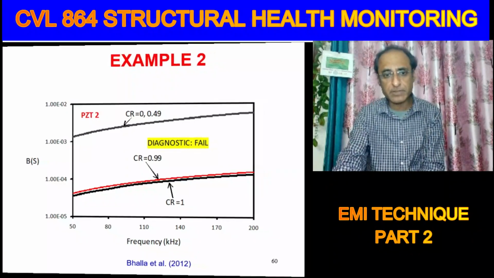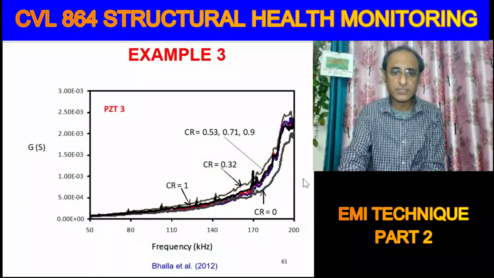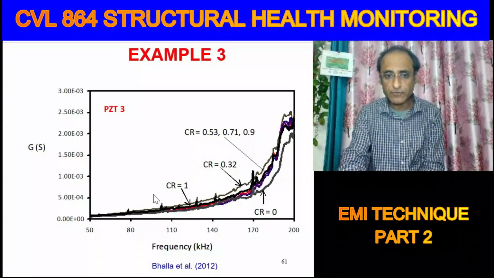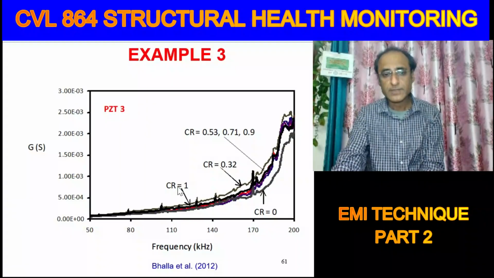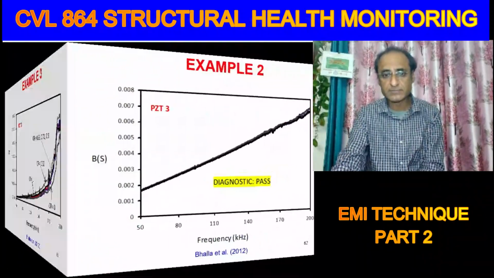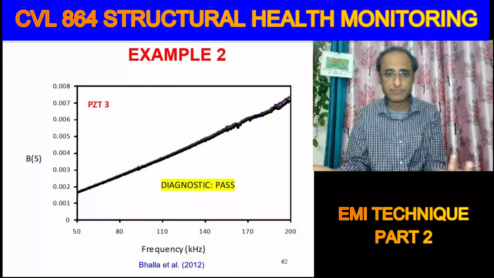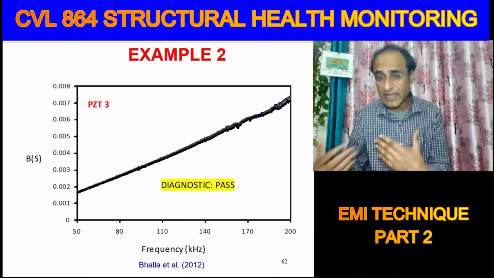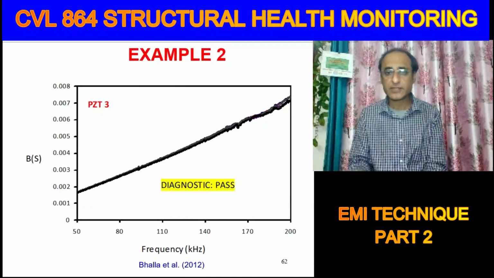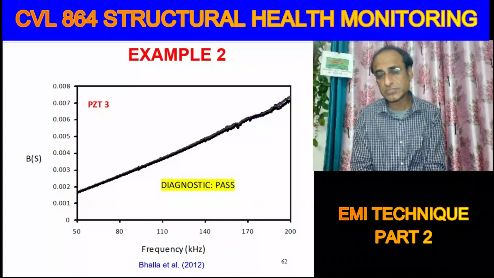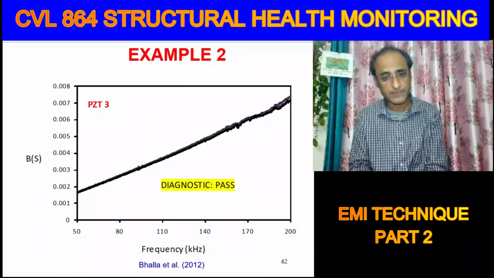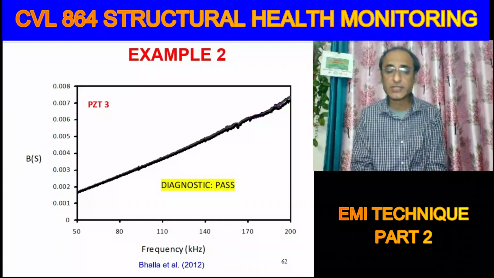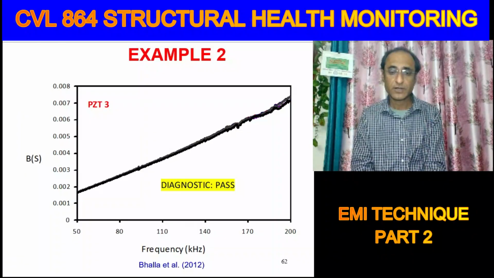Let's see another example. So here is again the G part or the real part for various cycle ratios, 0, then 0.53, 0.71, 0.9, 0.32 and 1. And then we show you the imaginary part. So imaginary part, the slope is practically constant. Even if we are reaching a very high number of cycles, even near the failure, practically no change in the slope. So that means the diagnostics has been passed. So this sensor has passed the diagnostic test. Alright.